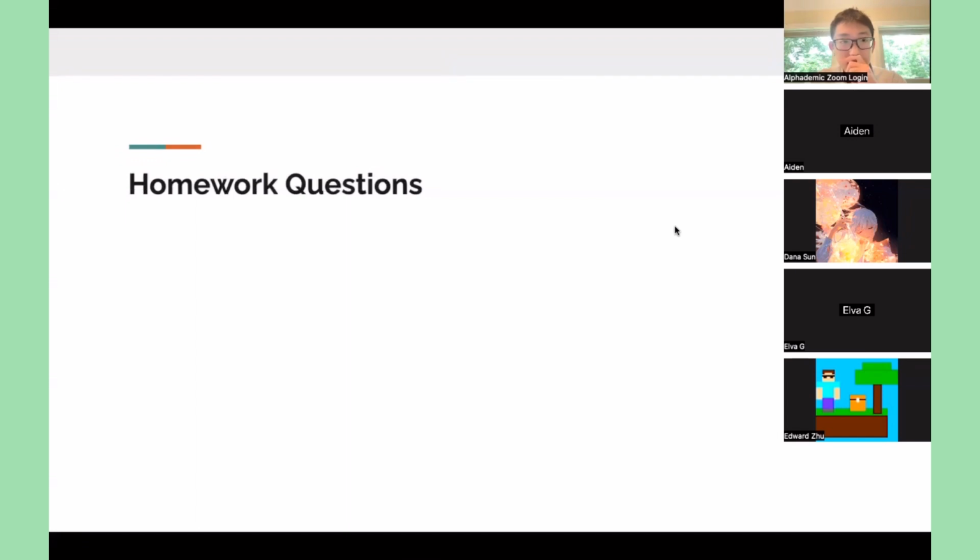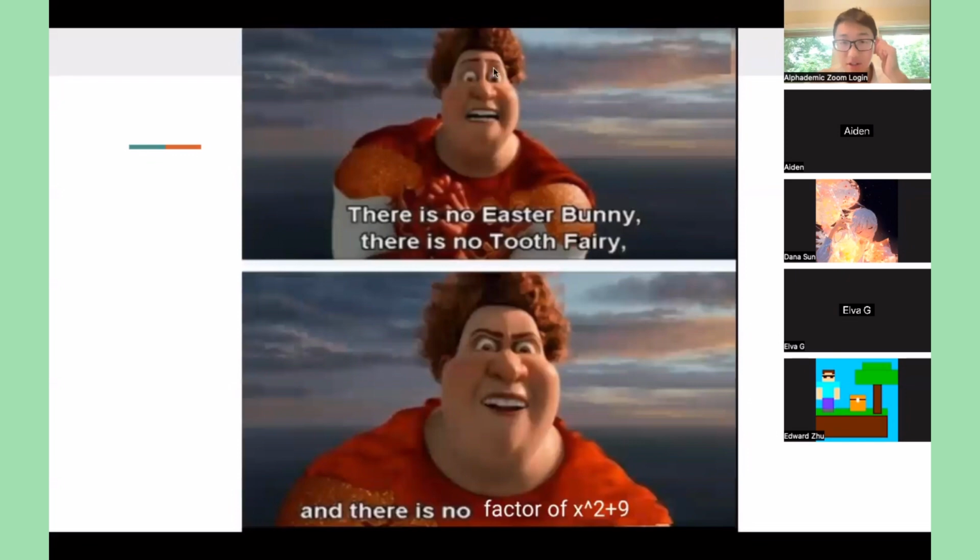Okay, so does anyone have any questions related to homework or just questions in general? Okay, I do not see any questions on my end, so I will keep moving along. This is just a meme that I found on the internet for a review of imaginary numbers.